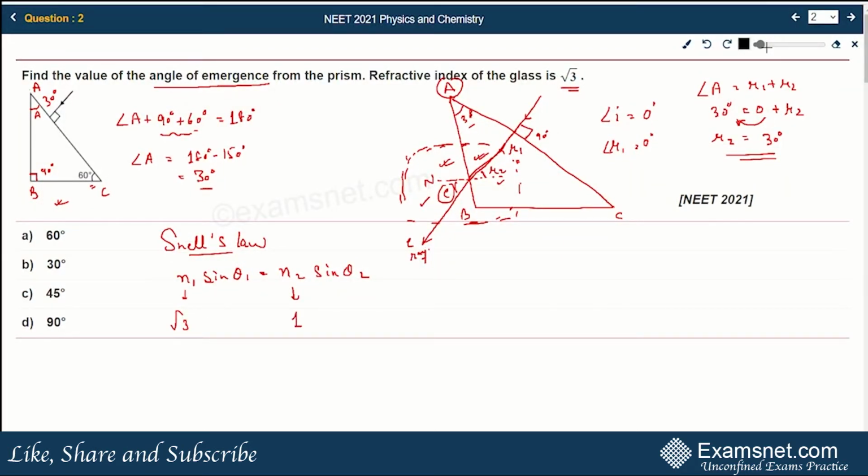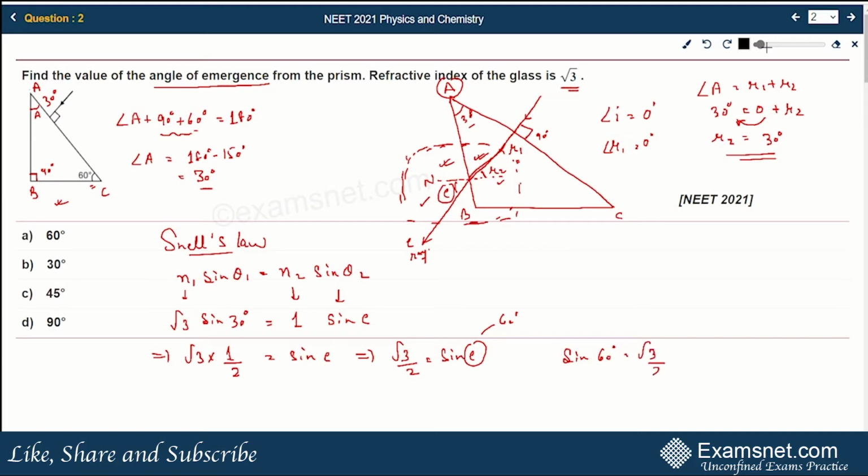Now here sine theta 1, theta 1 is your R2, that is equal to 30 degree, and theta 2 is the angle of emergence, that means sine E. Now we have to calculate this. So √3 into sine 30, the value of sine 30 is half, will be equal to 1 into sine E. That means √3 by 2 is equal to sine E. So what value of E will give √3 by 2? It will be 60 degree, because sine 60 degree is equal to √3 by 2. Therefore, the angle of emergence has to be 60 degree. So option A will be your correct option.